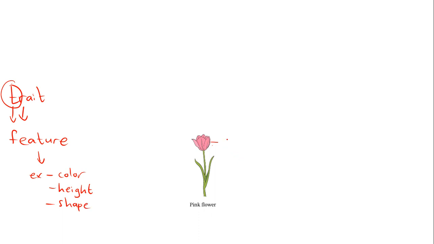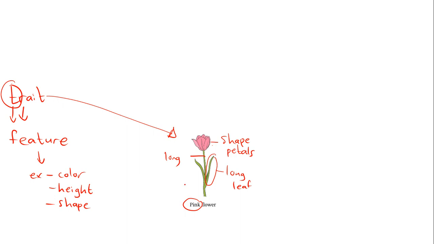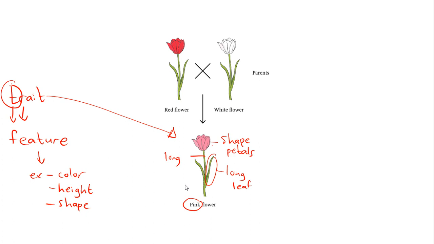So a trait of this flower is that it is pink. The shape of its petals is different from other flowers. It has a long leaf. The stem is long. These are traits of this flower. So, where do plants get their traits? Where do they get their features to look this way? Well, they get it from their parents.